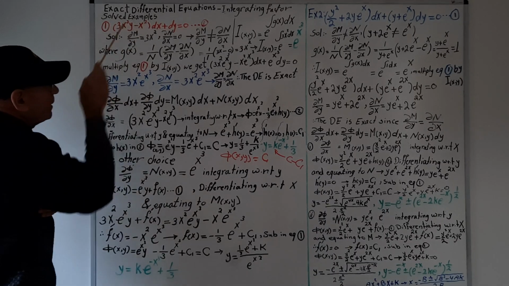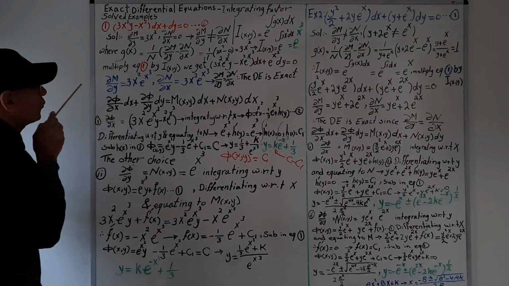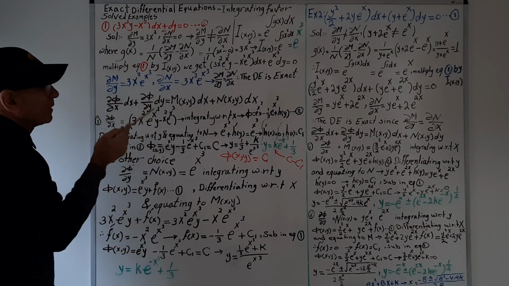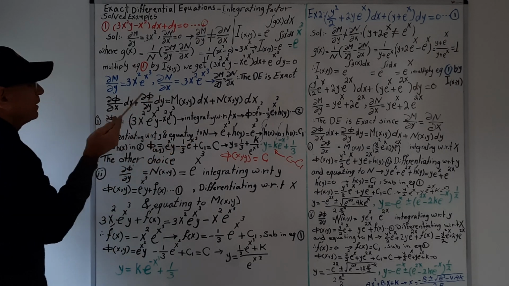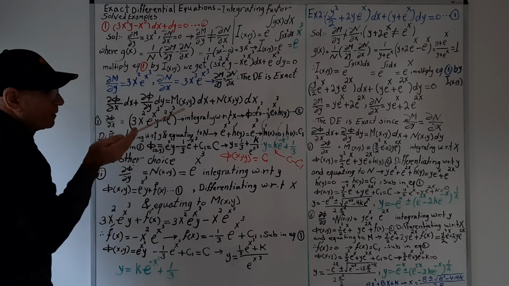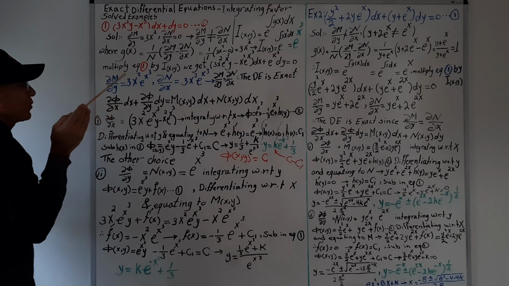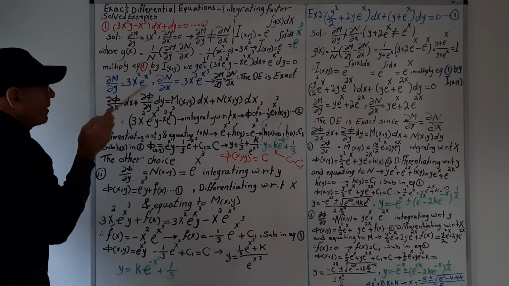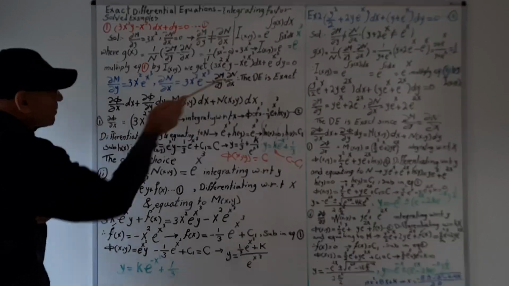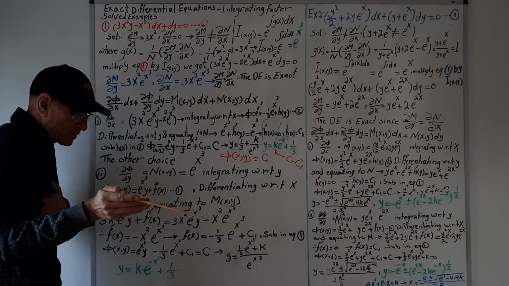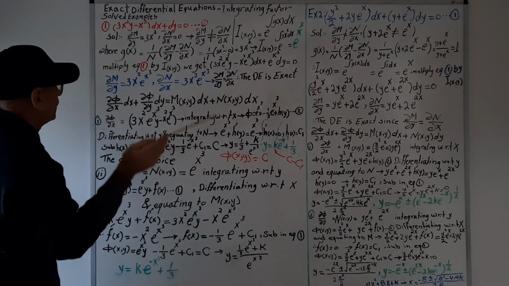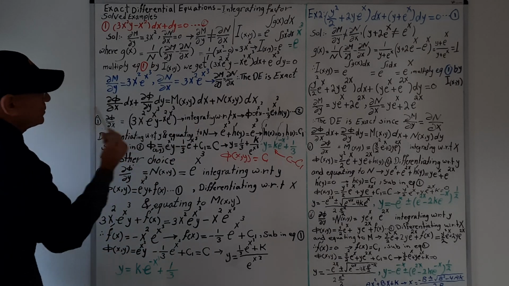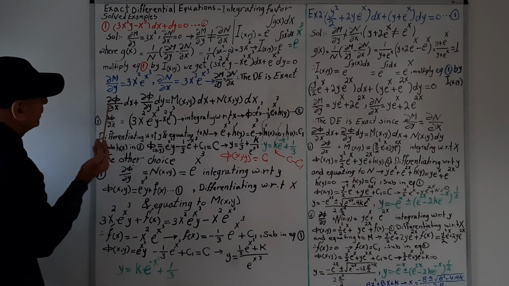We multiply our equation by this factor and see if the partial of the new M with respect to y equals the partial of the new N with respect to x, and here they are equal. So our equation is exact. How to solve it? The same way as in the last video.